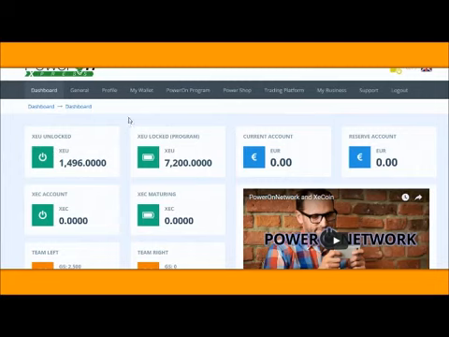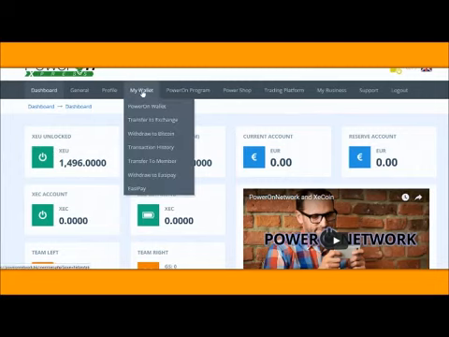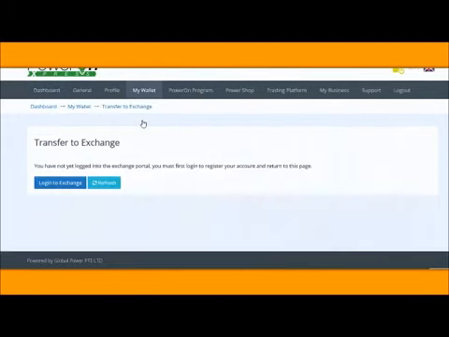Let me show you. The first thing you want to do is cursor over my wallet, transfer to exchange. Since I have not yet logged into the exchange portal, the first thing you need to do is log into the exchange. This is for those people who haven't already logged in in the past. This particular account has never logged into the exchange, so we're going to click on log into the exchange.